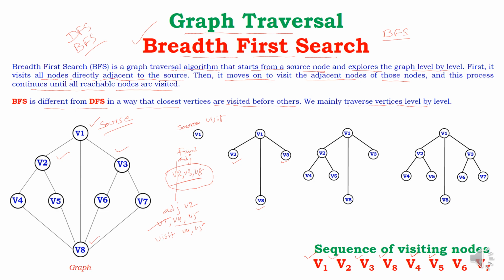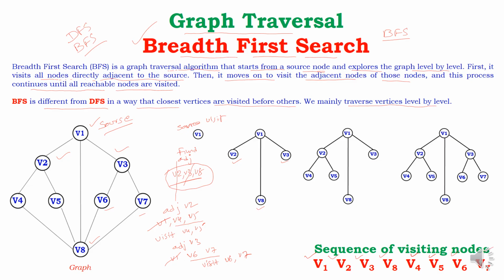Then, the next vertex we have to choose is V3. Find the adjacent vertices of V3. Adjacent of V3 are V6, V7, and V1 is also there. V1 is already visited, so we don't consider it. So V6, V7 are visited.